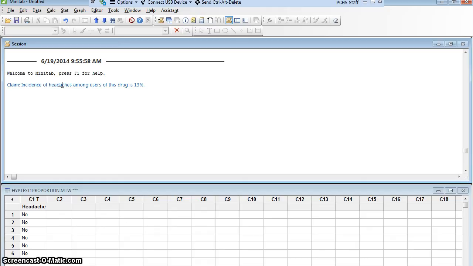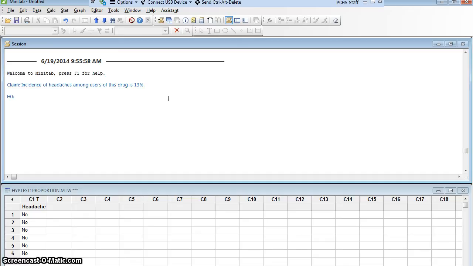So, for a hypothesis test, there are three things I'm going to need: a null hypothesis, an alternative hypothesis, and a significance level. My claim is that the incidence of headaches among users of this drug is 13%. "Is" becomes equals. This is definitely a null hypothesis. So let me write my null hypothesis, which is my original claim.